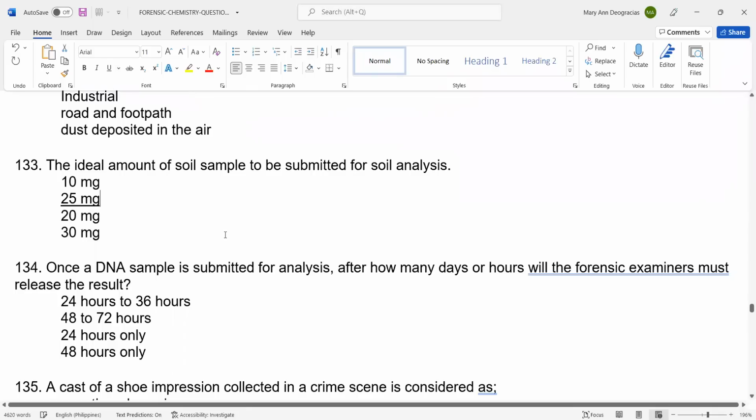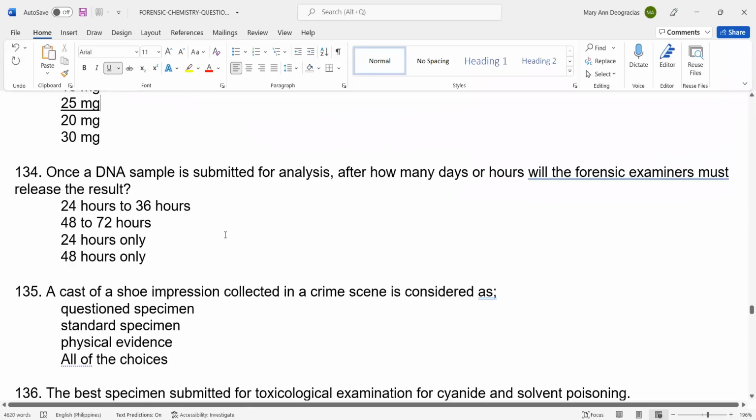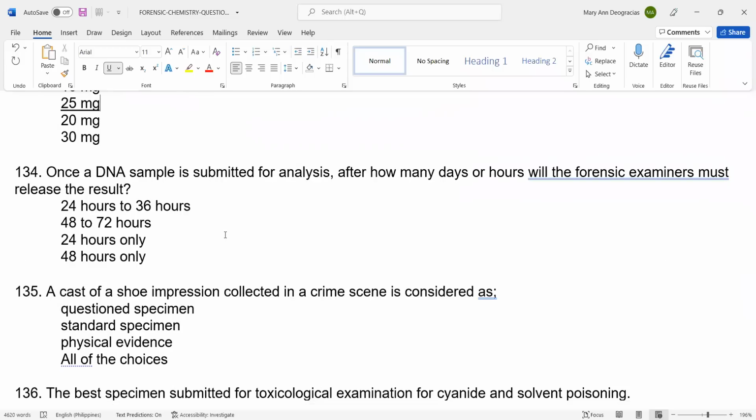Alright, ito, question tal lumabas sa ano to? Lumabas sa board exam nung kailan to? Once a DNA sample is submitted for analysis, after how many days or hours will the forensic examiners must release the result?